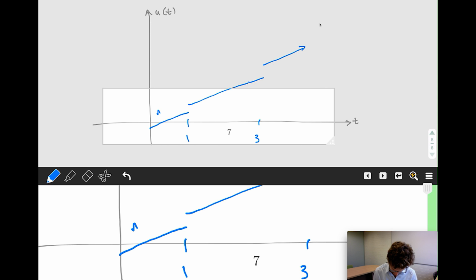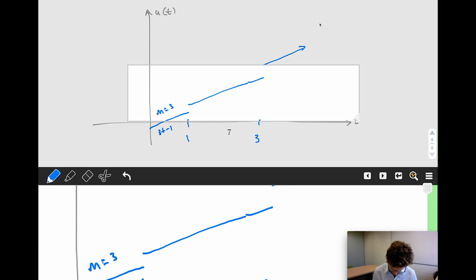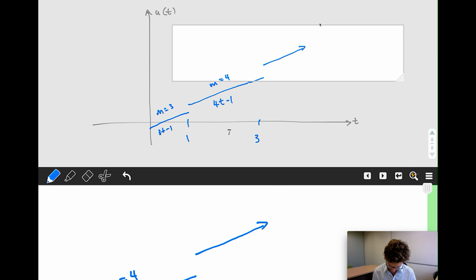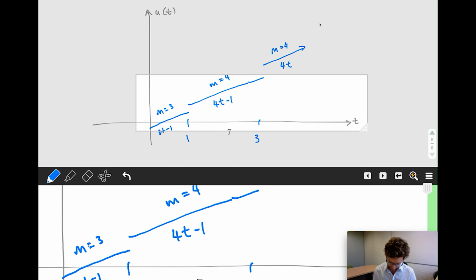So this is m equals 3. It's 3t minus 1. This is m equals 4. I'm talking about the slopes, of course, here. So this is 4t minus 1. And this is m equals 4. It's 4t. So my drawing skills are not so great, that's why I became a mathematician. But I still have to be careful about how I define my discontinuities.